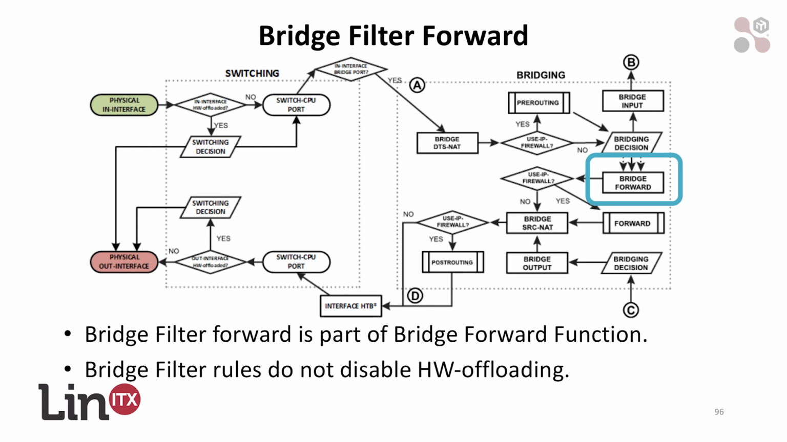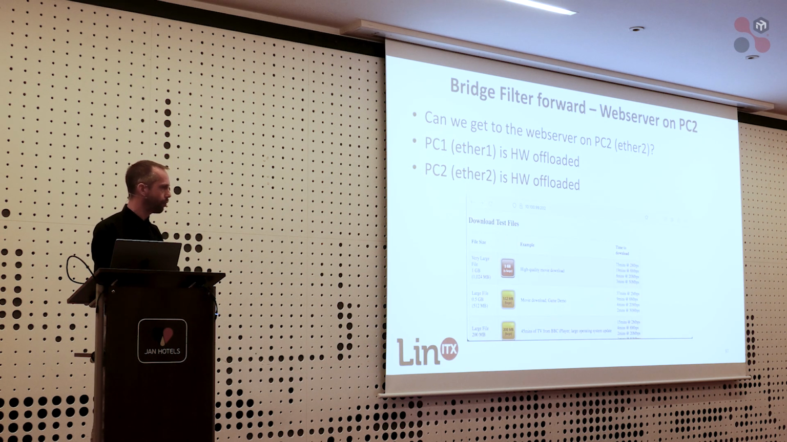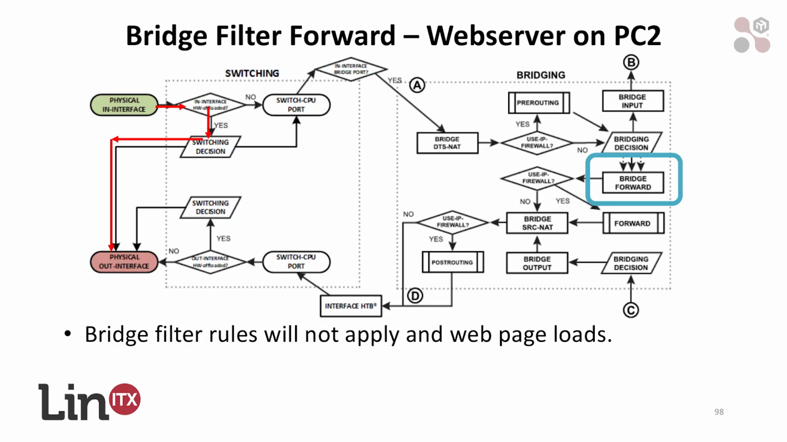So, can I get to the web server on PC2? Both ports are hardware offloaded. I load my web page absolutely fine, even though I have created a rule that blocks all forward layer 2 traffic for TCP port 80, but I did it as a bridge rule. I blocked it there. My traffic has gone nowhere near there, so I am allowed to get to what I wanted to get to, and my administrator or I have not blocked it for my users.